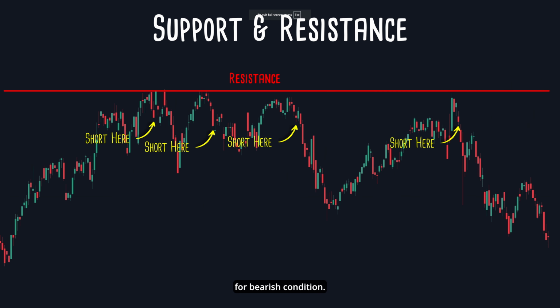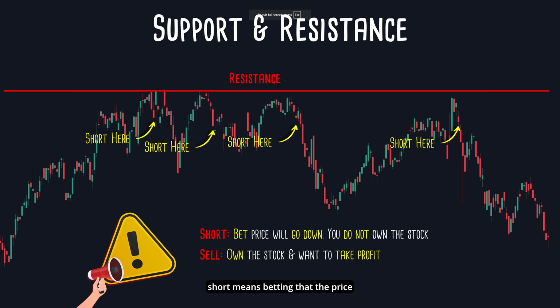Here's another example for bearish condition. Just a quick clarification, short means betting that the price will go down and you do not own the stock. It's different from selling, where you already own the stock and want to take profit.